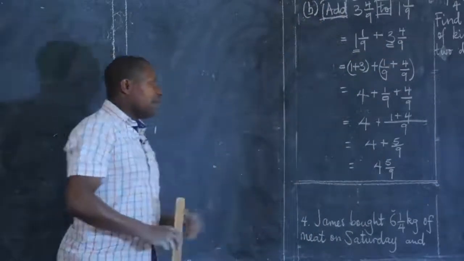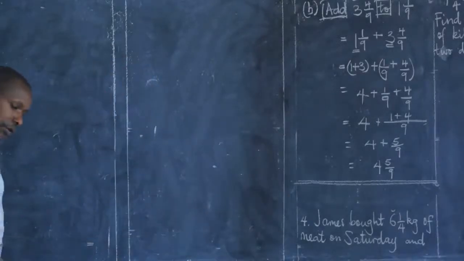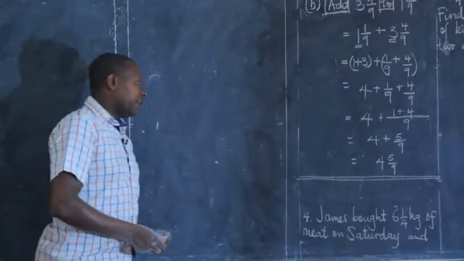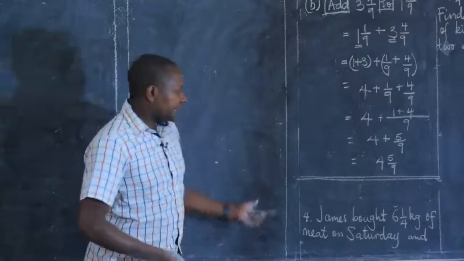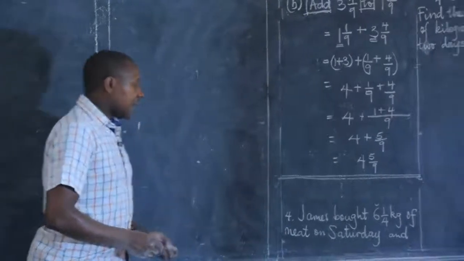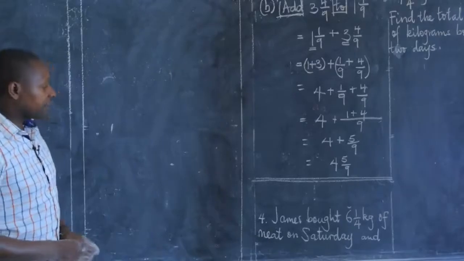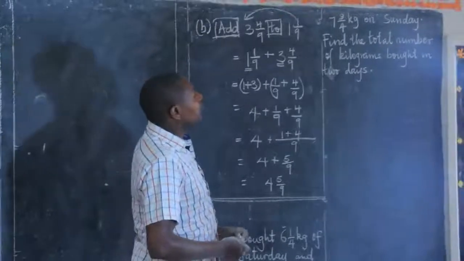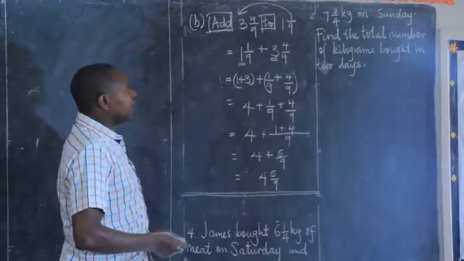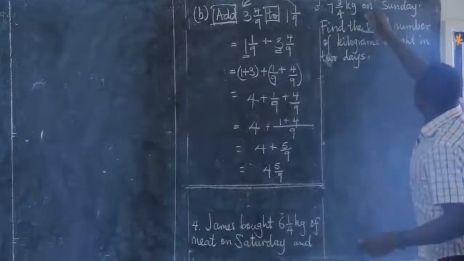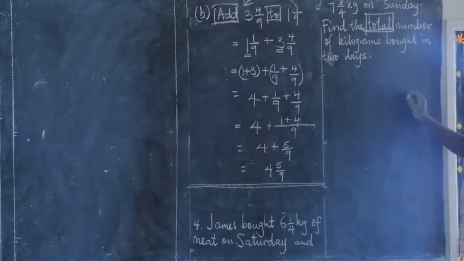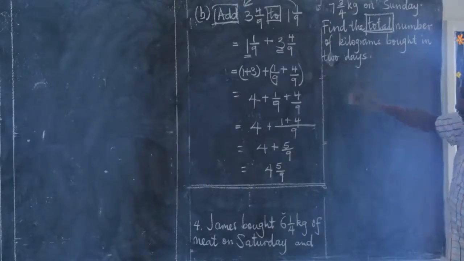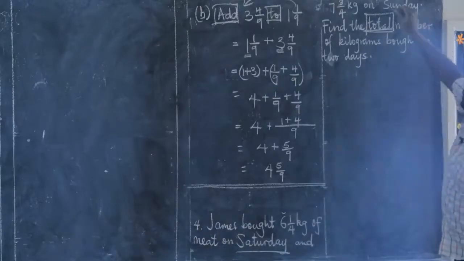We also had the number 4, which, if you can read with me, said John bought 6¼ kilograms of meat on Saturday and 7¾ kilograms on Sunday. Find the total. Did you observe this word? Find the total number of kilograms bought in 2 days. Which 2 days have they talked about? There is Saturday and Sunday.